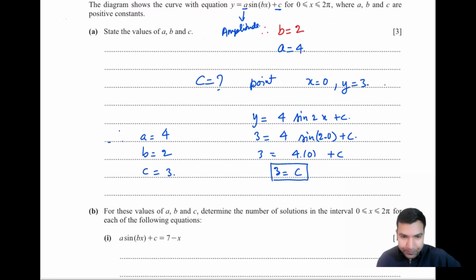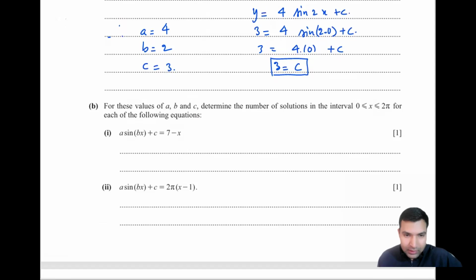Okay. Now, coming on to the next one. For these values of a, b, c, determine the number of solutions in the interval 0 to 2 pi for each of the following equations. So we have gotten the values of a, b, and c, and we have found what this is. Now, this is equal to 7 minus x.